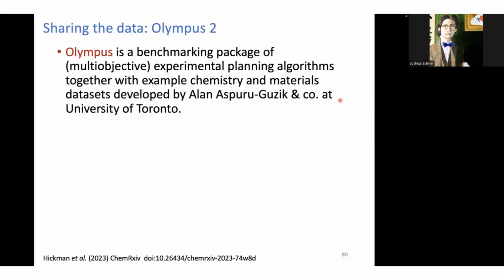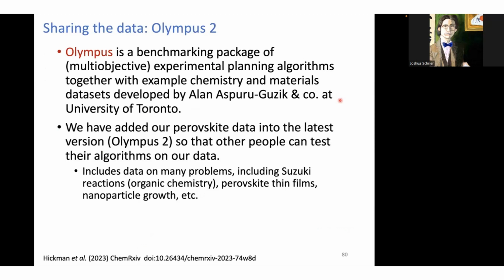And so, in collaboration with our friends at the University of Toronto, Alan Aspuru-Guzik's group has developed this benchmarking package for different experimental planning algorithms. And it also comes with example data that you can use, right? So it's sort of like a gym for this sort of experimental planning. And so we've incorporated this perovskite data into the latest version of Olympus, so other people can at least run a simulated version of the competition problem.